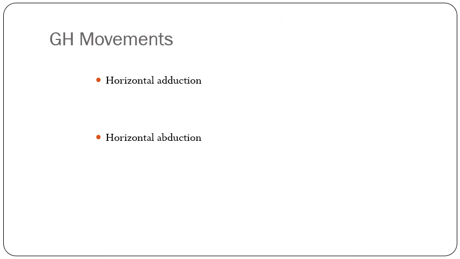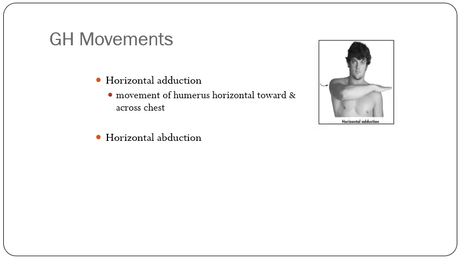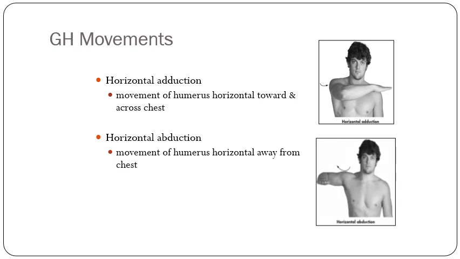Okay, some different motions. These are a combination of movements. Horizontal adduction is movement of the humerus horizontally towards and across the chest. Your arm has to be elevated to a degree in order to do this. And then horizontal abduction is movement of the humerus horizontally away from the chest.